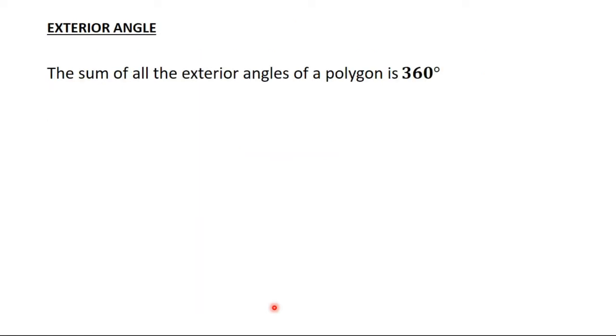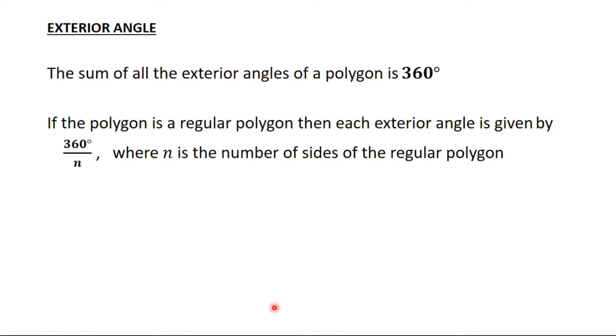Let's move on to the exterior angle. The sum of all the exterior angles of a polygon is 360 degrees. It doesn't matter which type of polygon. The sum of the exterior angles of all polygons is 360 degrees. So if it's a heptagon, a hexagon, a nonagon, a pentagon, it doesn't matter. If you sum all the exterior angles, you are going to get 360 degrees. But if the polygon is a regular polygon, because we know that for regular polygons the interior angles are equal, the exterior angles are also equal.